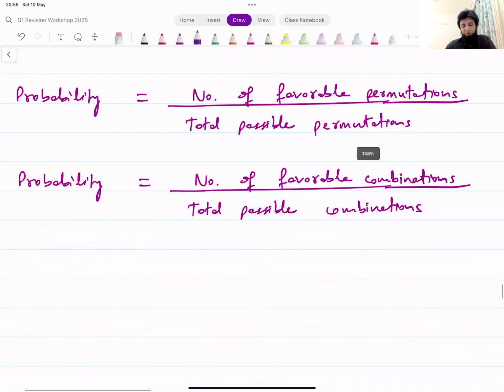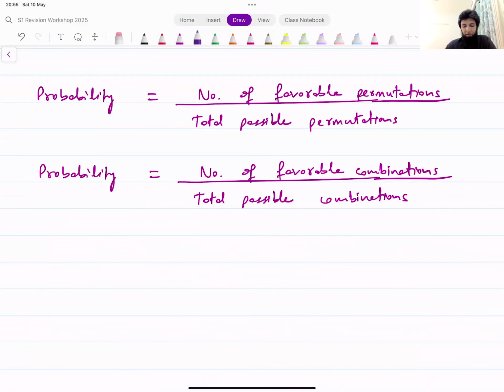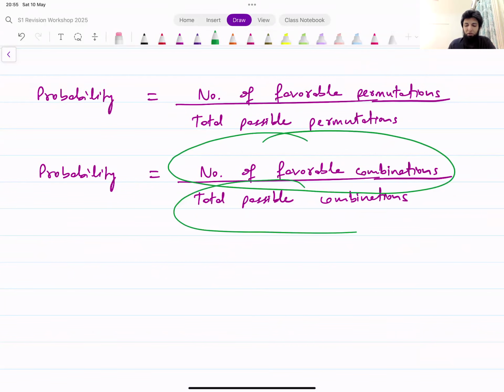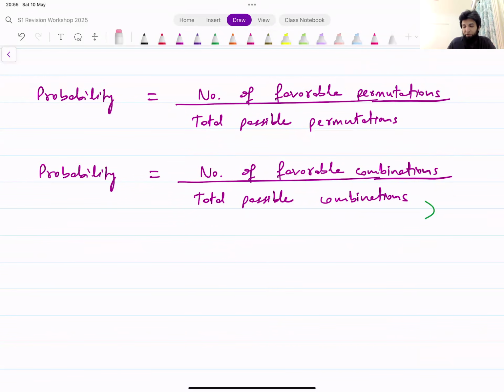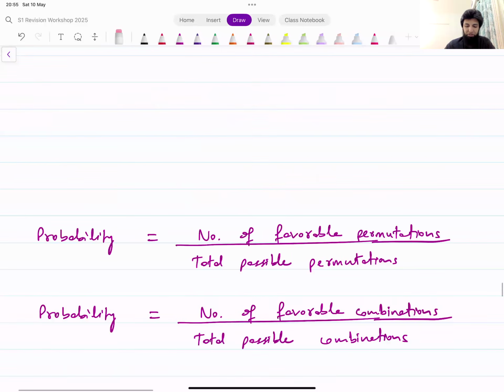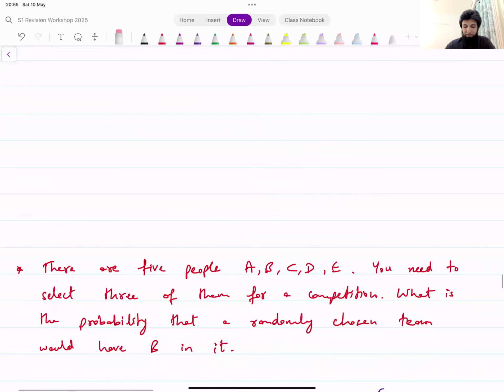Probability can come with permutations and combinations as well. In this, the formulas would look like this. If it's permutations, we can say number of favorable permutations divided by the total number of possible permutations. If it's combinations, we could say number of favorable combinations divided by the total number of possible combinations. So we can find probability in combinations and permutations like this as well. Let's look at this example.